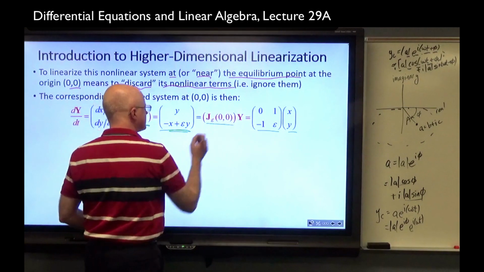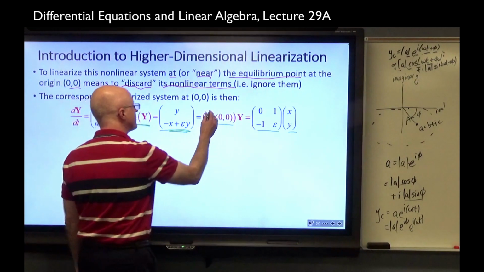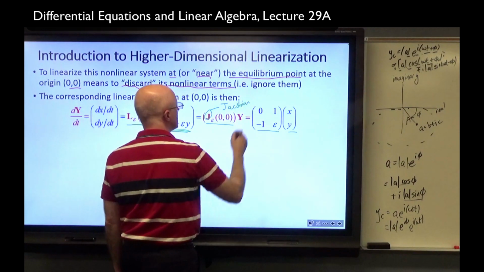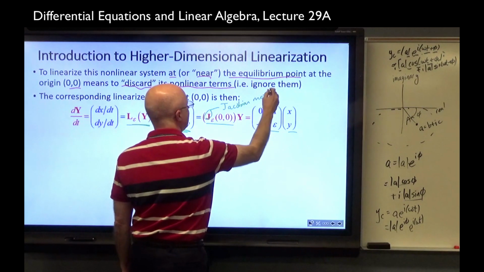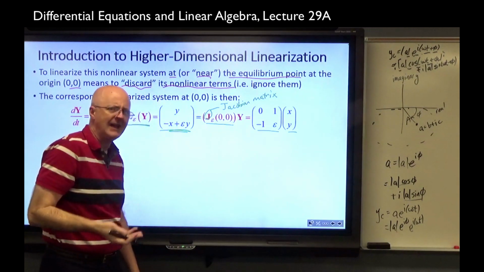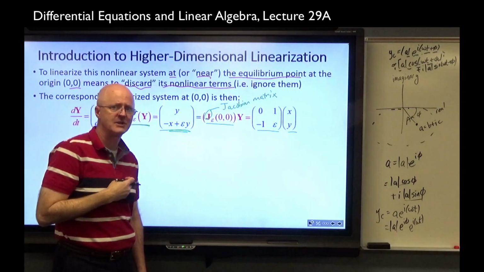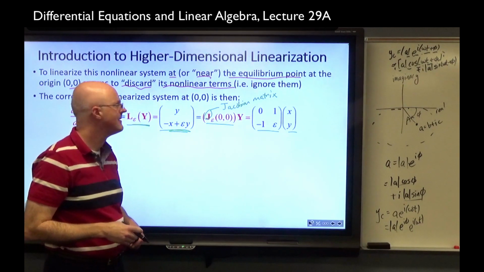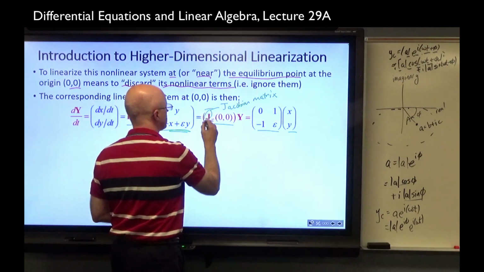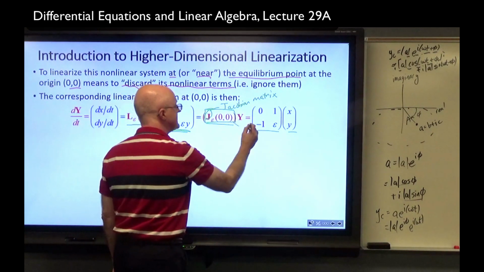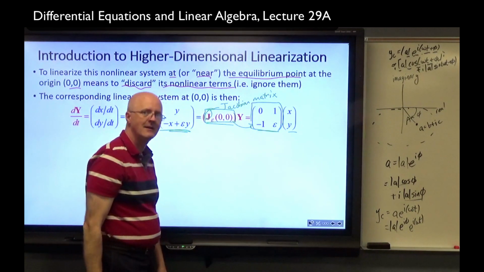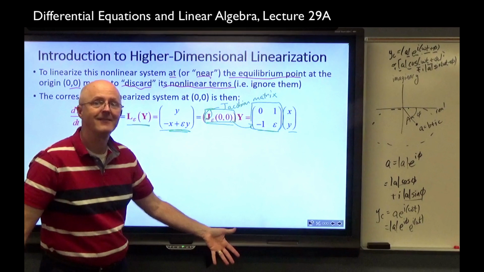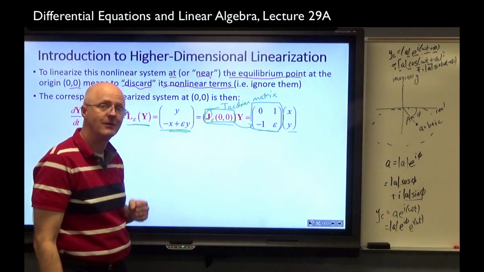What's this thing, J epsilon 0, 0? J stands for Jacobian matrix. And the 0, 0 stands for the fact that I'm evaluating that Jacobian matrix at the point 0, 0, which is the equilibrium point at the origin. Again, the epsilon is just a constant, don't worry about it. This whole thing represents the Jacobian matrix, which is this matrix right here. A linear transformation is defined by a matrix multiplication, as always, in Rn at least, or in this case, R2.